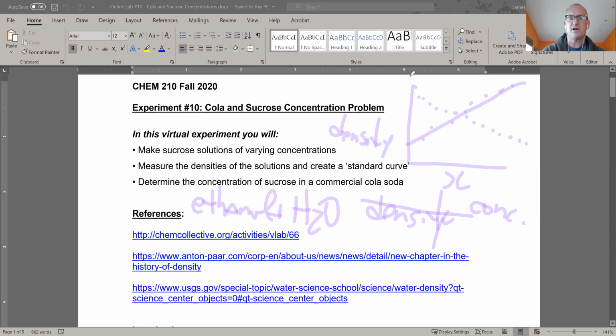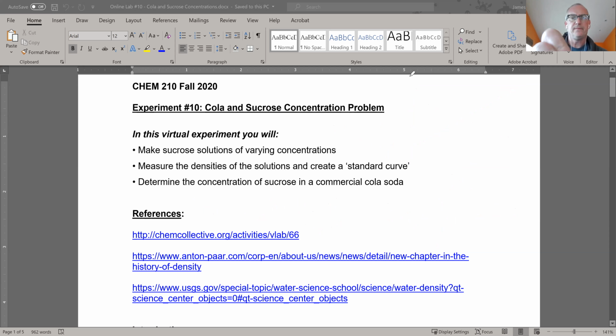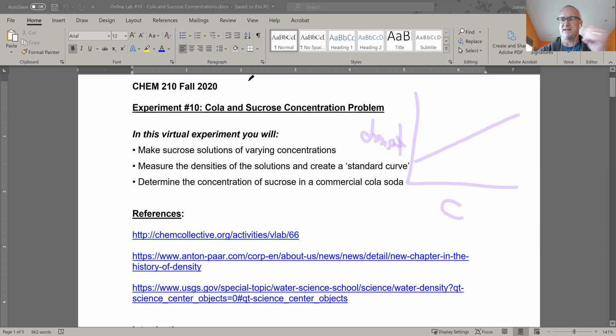So we have a standard curve. So we're going to make one. We're going to plot it. We're going to have our concentration here, and we're going to have our density here. What are we going to use this for? What's the point of having a standard curve? To use it against unknowns.